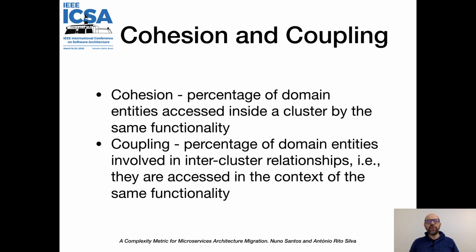So the first thing we have done was to compare if there is some correlation between our complexity metric and the cohesion and coupling of the resulting clustering, the clusters that result from applying this similarity measure. By cohesion we mean the percentage of the main entities accessed inside the cluster by the same functionality. So a cluster has higher cohesion if, when a functionality accesses a cluster, it accesses all the entities in the cluster. And the coupling is the percentage of the main entities involved in inter-cluster relationships, for instance, if they are accessed in the context of the same functionality.